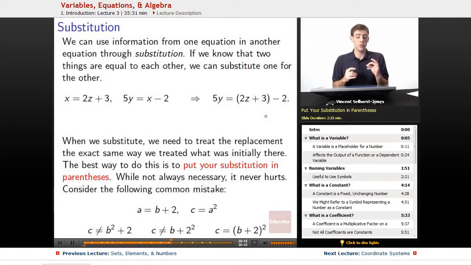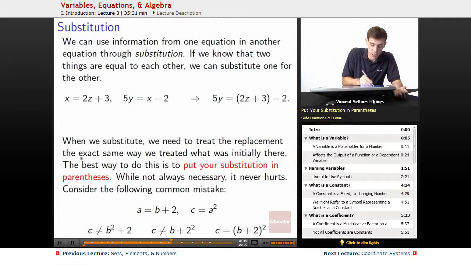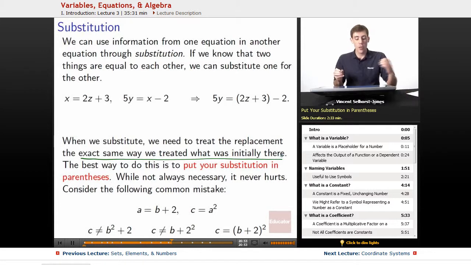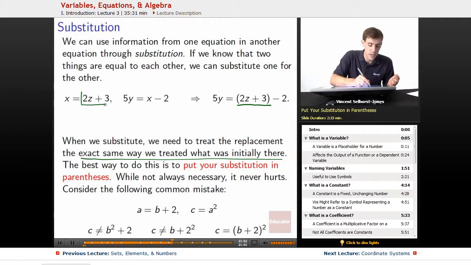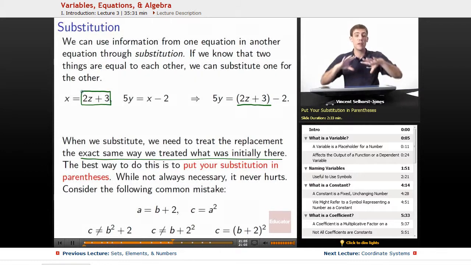When we substitute, we need to treat the replacement the exact same way we treated what was initially there. The best way to do this is by putting your substitution in parentheses. Notice how I took 2z plus 3 and I put it in parentheses up here, even though right here, it didn't start off in parentheses. That's because I was substituting in for x, so I want to make sure 2z plus 3 is treated the exact same way that x was treated, so I have to put it in parentheses to make sure that it gets treated the exact same way that x got done.